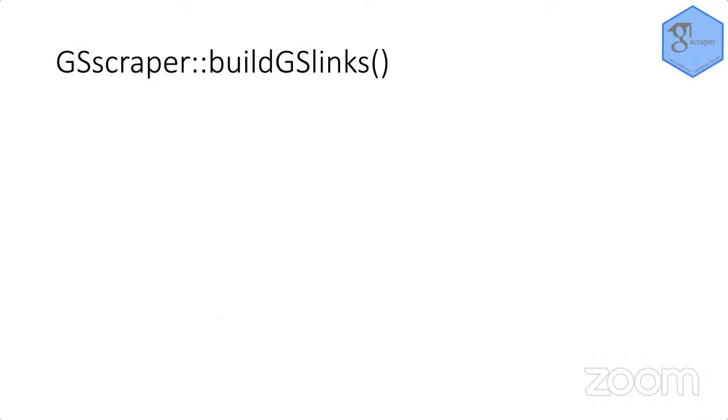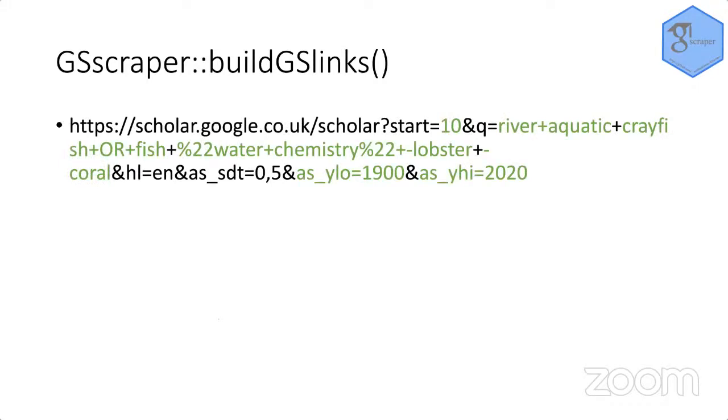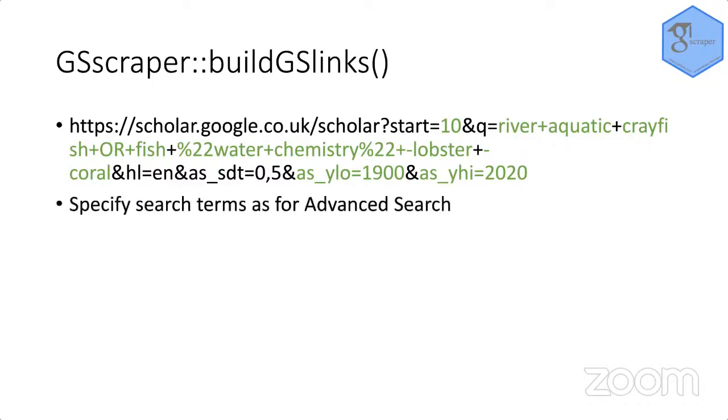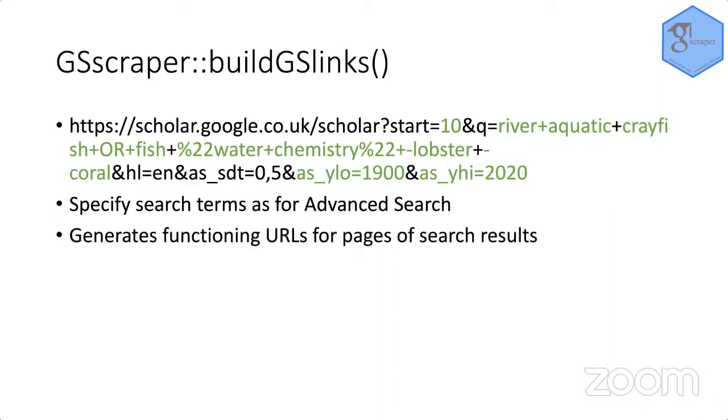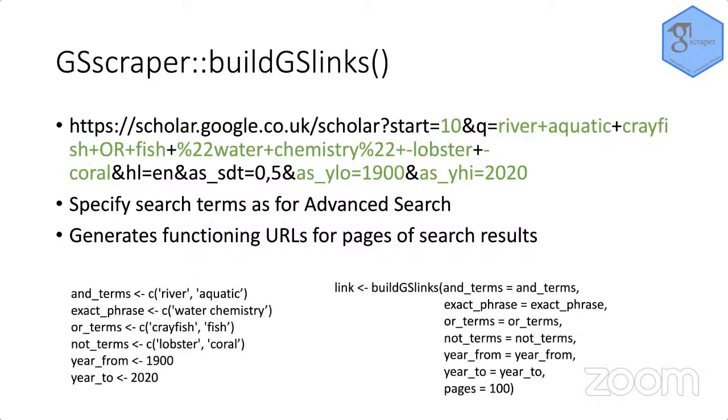So I've produced some functions within GSscraper. One is buildGSlinks, and this allows us to build a Google Scholar URL that takes you to a real page of search results based on patterns in the URL itself. So you specify the terms exactly the same as you would for the advanced search, and it generates functioning URLs for pages of search results. So you'd input the information as you see on the left, and the function on the right allows you to specify how many pages of search results you want brought back, and it will provide, in this case, 100 URLs for the first 1,000 search results.